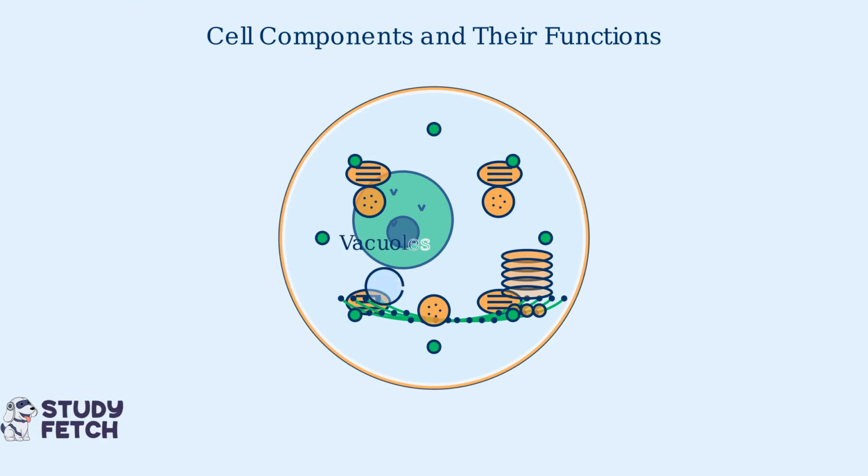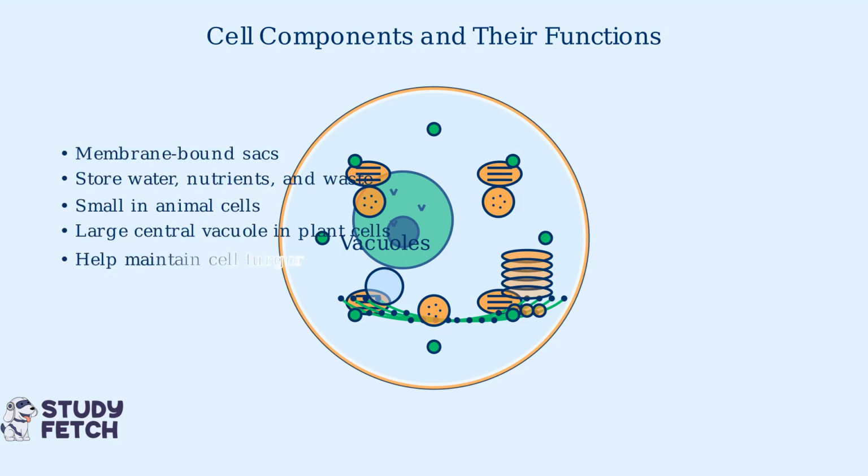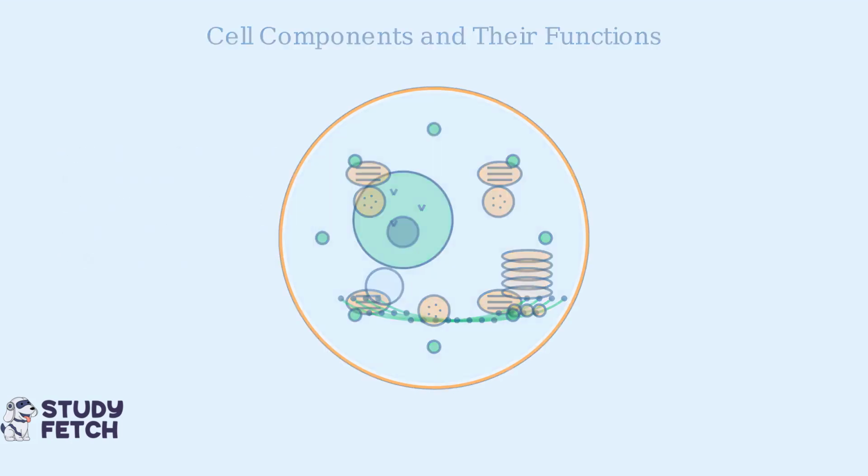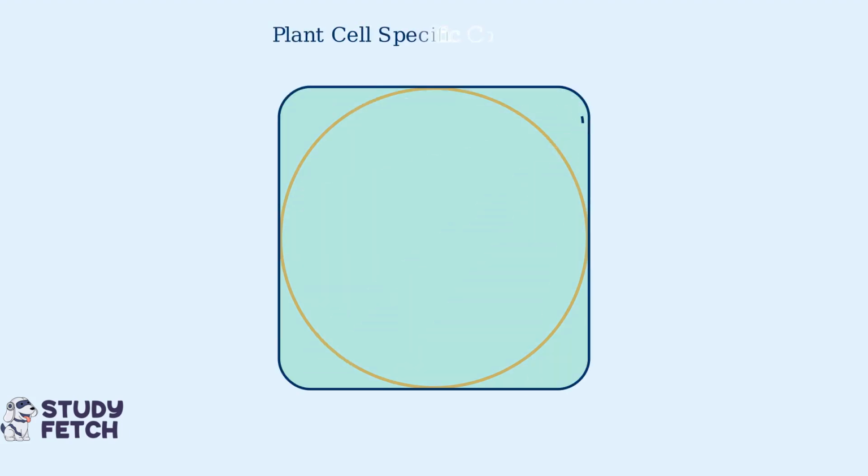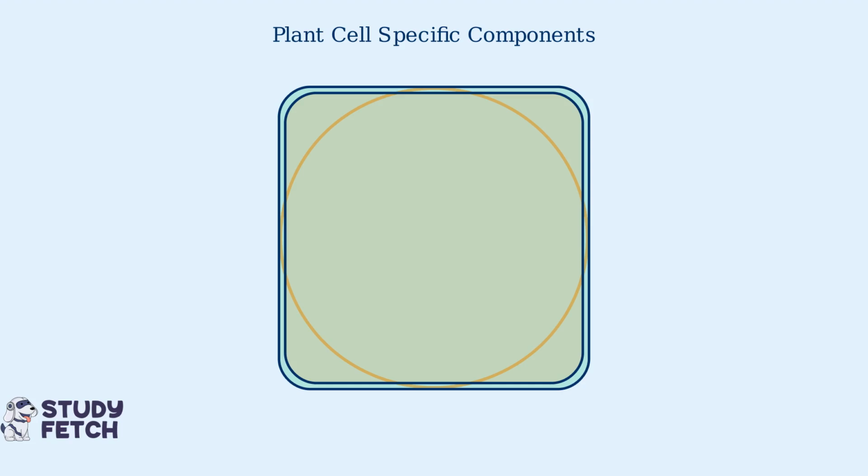Vacuoles are membrane-bound sacs that store water, nutrients, and waste materials. They are typically small in animal cells, but plant cells have a large central vacuole that helps maintain cell turgor. Now let's look at some structures specific to plant cells. Plant cells have additional structures not found in animal cells.